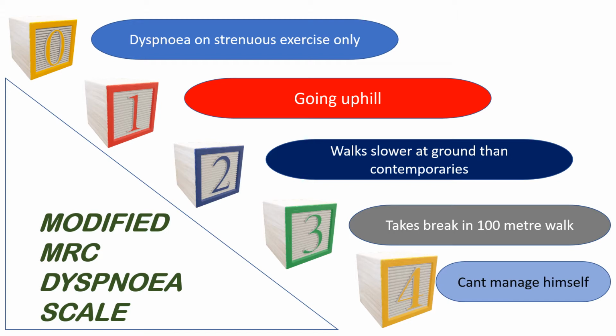If the patient takes breaks while walking, that is, the patient cannot even walk up to 100 meters without taking some stops and some breaks, that is grade 3 dyspnea. And if the patient can't manage himself at all, if the patient gets dyspnea while dressing up, while buttoning and unbuttoning the shirt, that is grade 4 dyspnea.